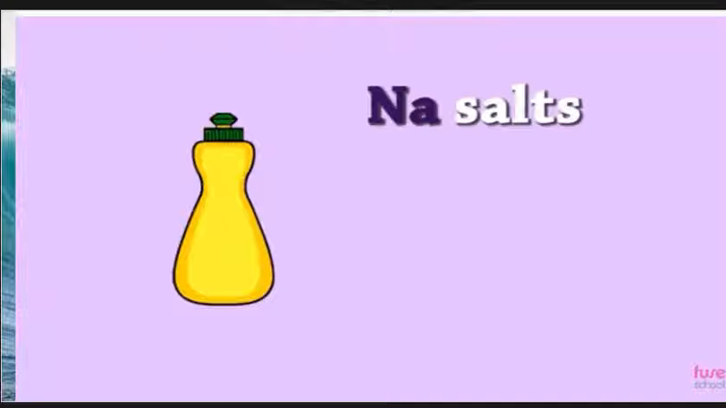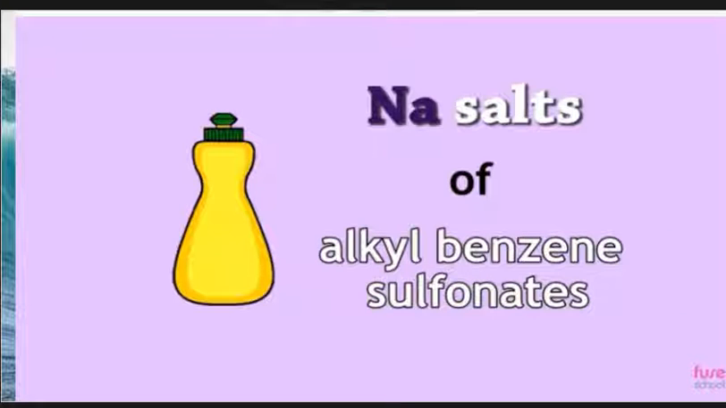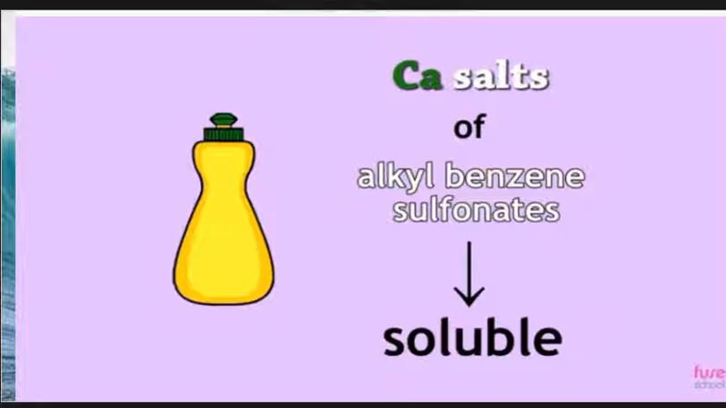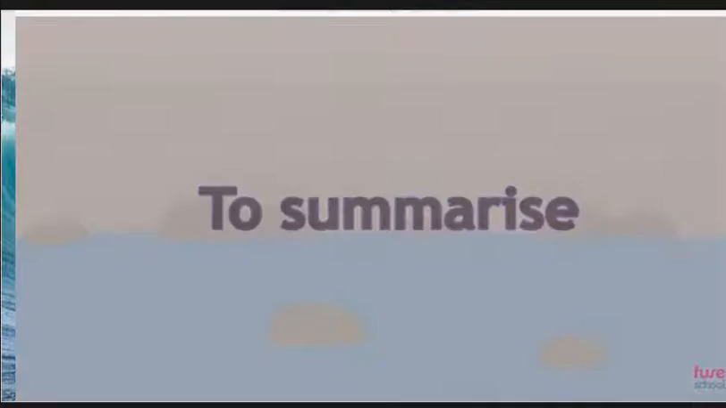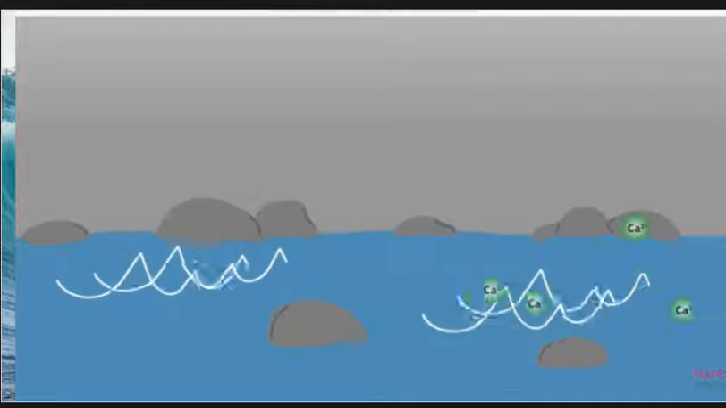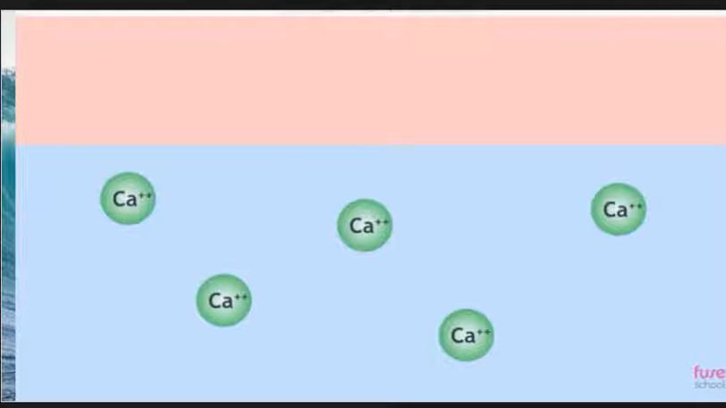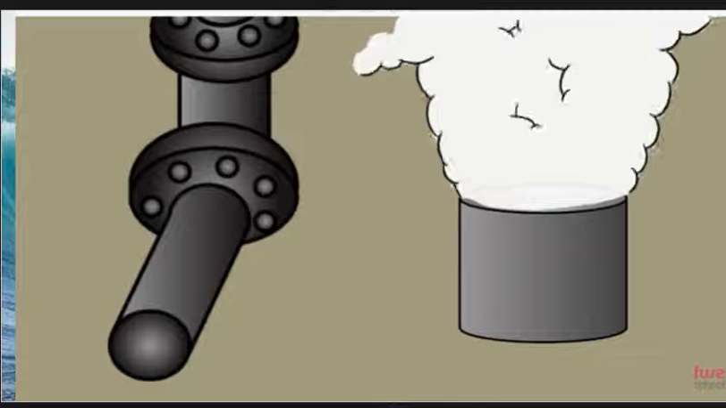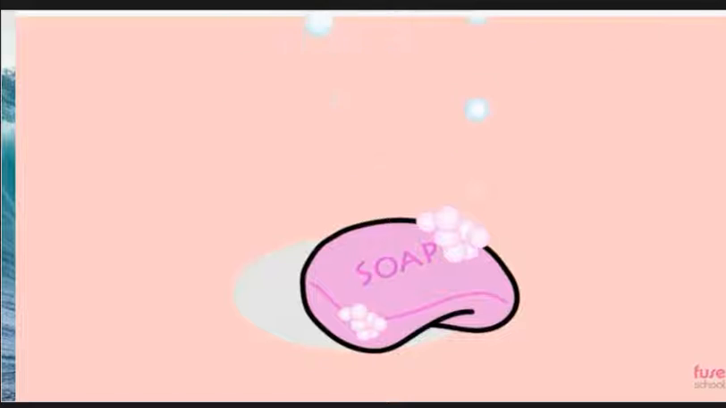Detergents are sodium salts of compounds called alkyl benzene sulfonates, whose calcium salts are soluble, so there is no problem of scum with detergents. So to summarize, we saw that water becomes hard by flowing through rocks containing calcium salts, and these react with soap to form a scum of calcium stearate, making it difficult to use the soap. Temporary hard water forms deposits of limescale when heated, but rainwater is soft, lathers easily with soap since it's free of dissolved salts.